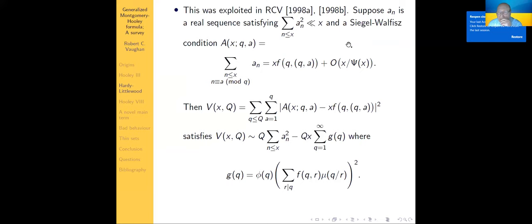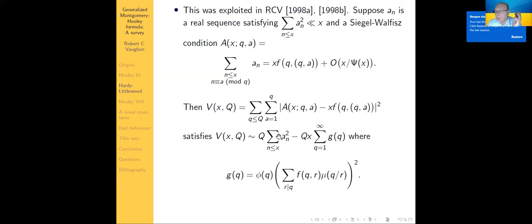Let's have a Siegel-Walfisz condition, where psi of x is some function going to infinity at a reasonable rate, probably a power of a logarithm or something like that. You can compute the asymptotics of V of x and Q by the method I just described, and you get a main term which I've written here. I haven't said anything about the error term. The error term is somewhat complicated.